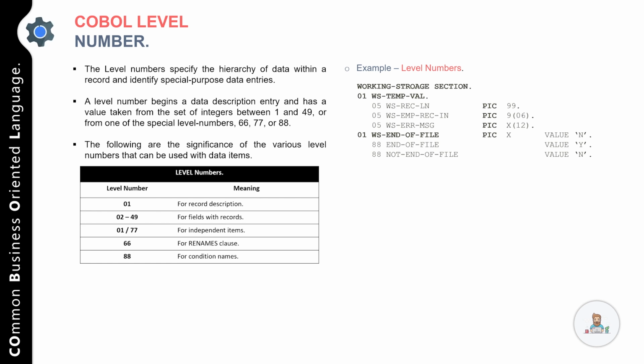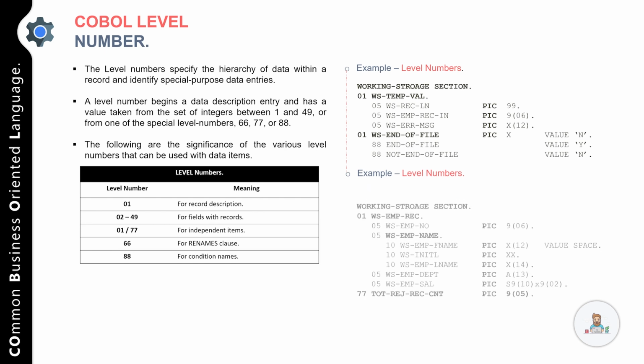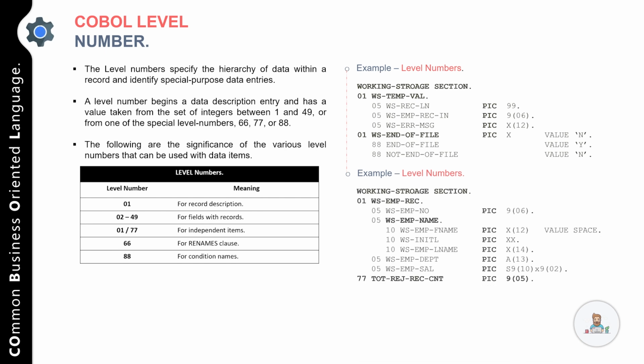Now let's look at a couple of examples so that you can understand how exactly you can use level numbers to define your records or individual items within the program. So we have a working storage section and there are two group variables defined at level 01, that is with level number 01. The first one is ws-temporary-variables, and within that particular record description we have individual elements which are defined at level 05. So we have used level number 05 to define those variables.